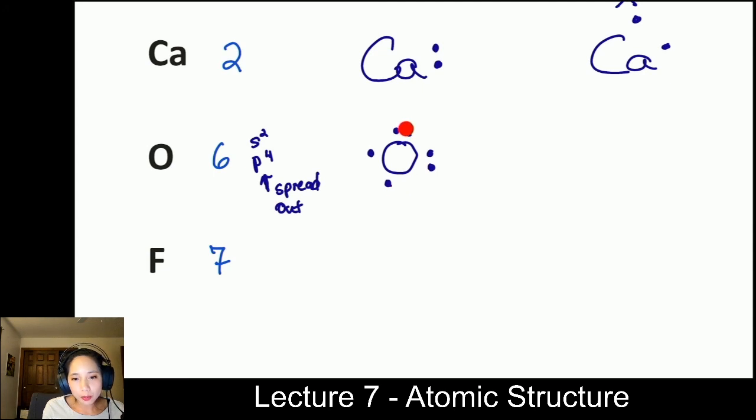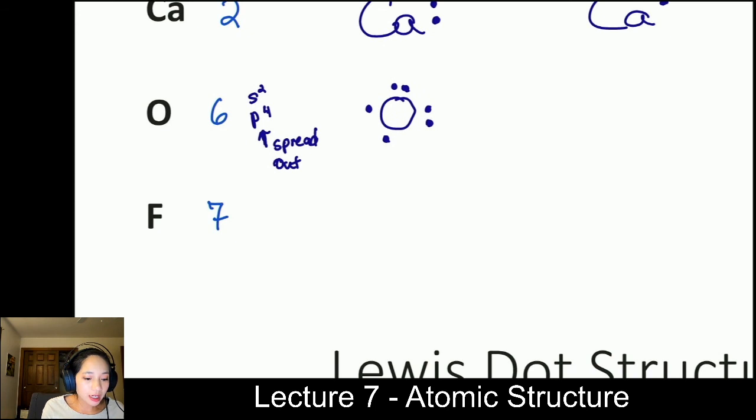And then one of the p orbitals is completely paired, and so is the s orbital. All right, finally, fluorine. So again, look at fluorine. It's just 1 over from oxygen, so it's also going to have 2 s electrons and some p electrons. This time it's going to have 5.